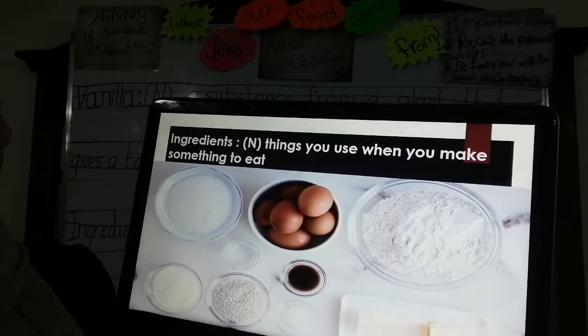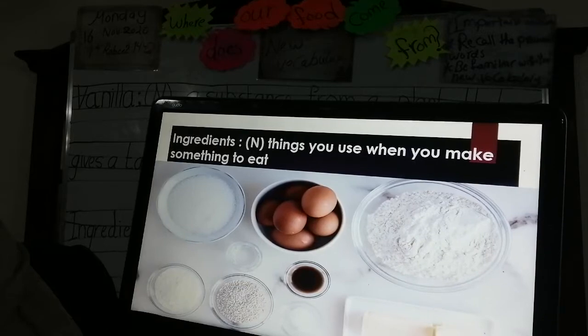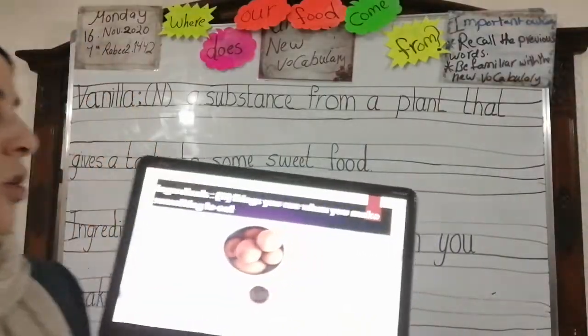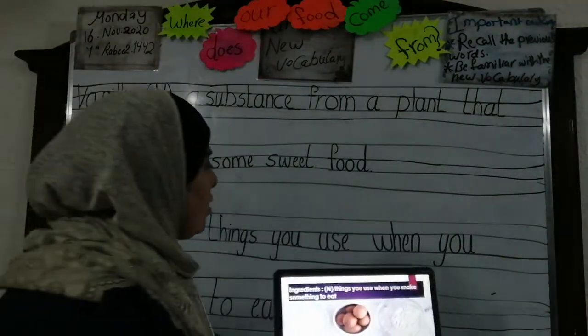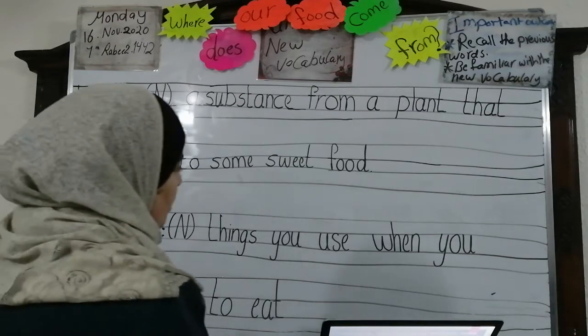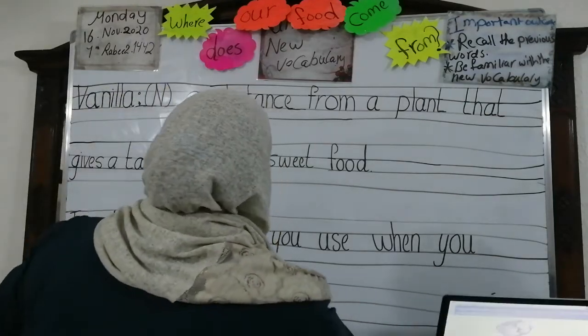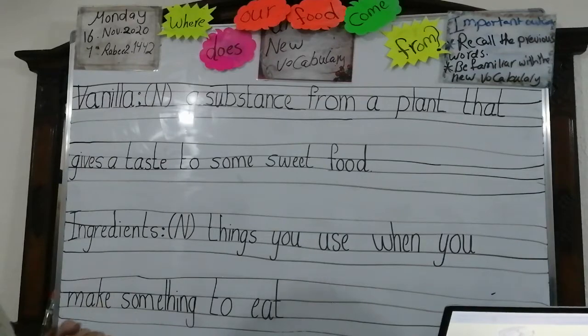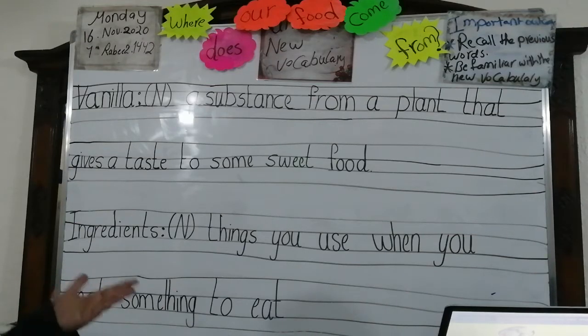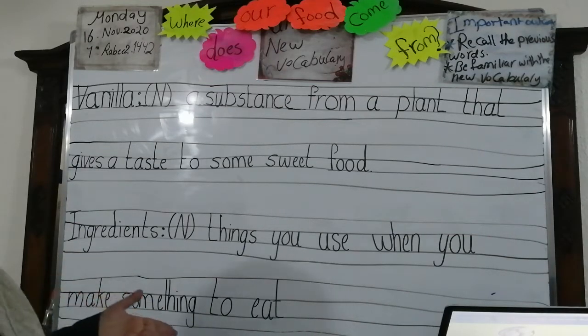Again, ingredients, noun, things you use when you make something to eat. Okay? The last time, what do you mean by ingredients? Things you use when you make something to eat. Look at the board here. We have the word ingredients, noun, things you use when you make something to eat.